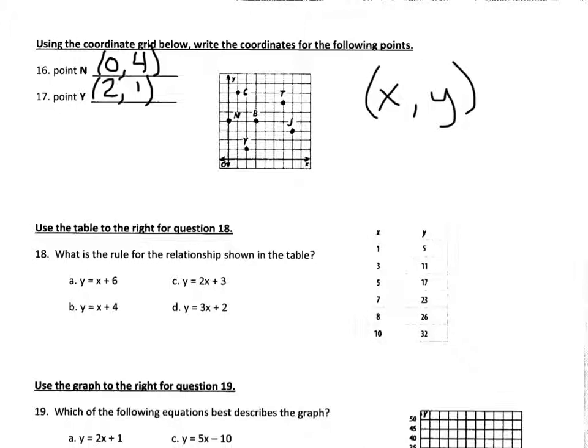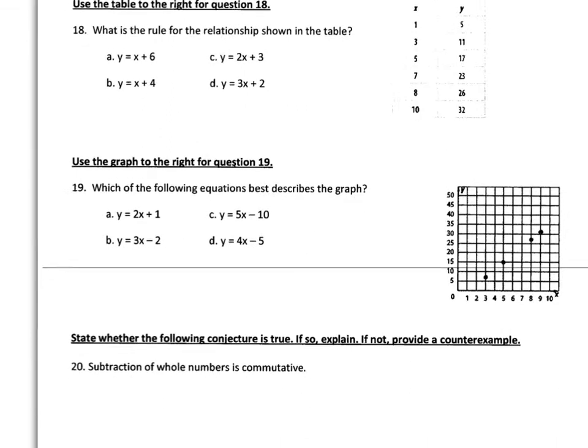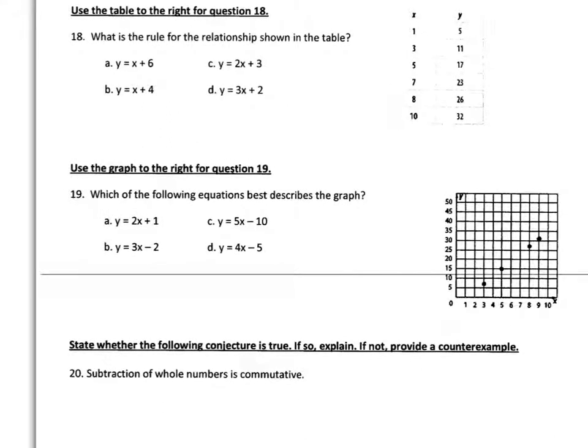All right, moving on. Number 18. 18 says, what is the rule for the relationship shown in the table? Okay, so with these, we want to kind of plug in our x value and see if we can get the y value. So we're going to plug in the x into the equations and see what works. Okay, so we're going to plug in 1 for the x and see if that comes out with 5. Okay, so let's do that.